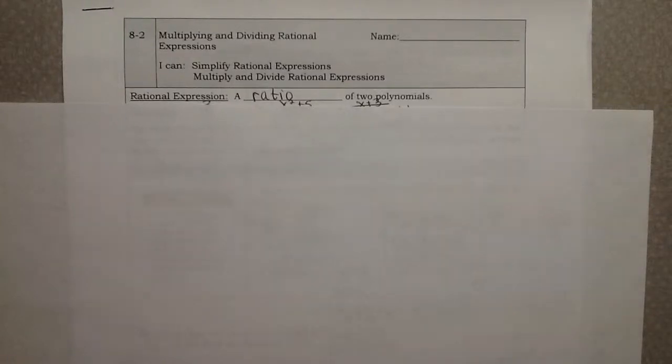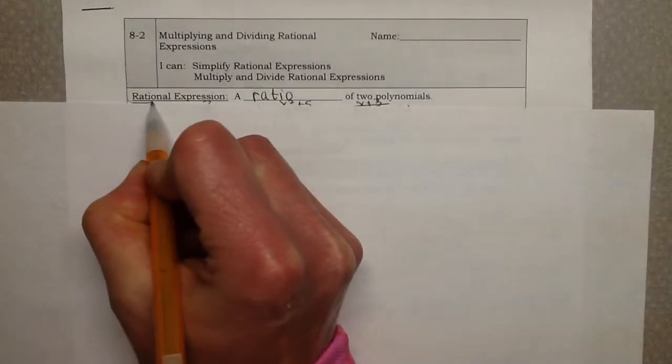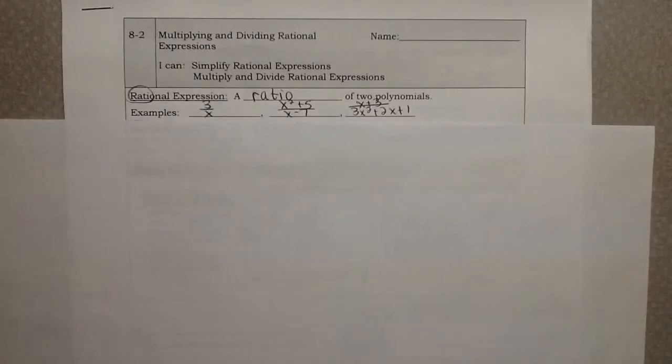In section 8.2, you're going to simplify, multiply, and divide rational expressions. Now, a rational expression, you can see right in the word here, is going to be a ratio of two polynomials. So I am going to give you a few examples here.